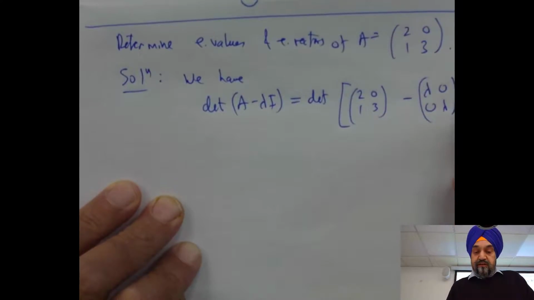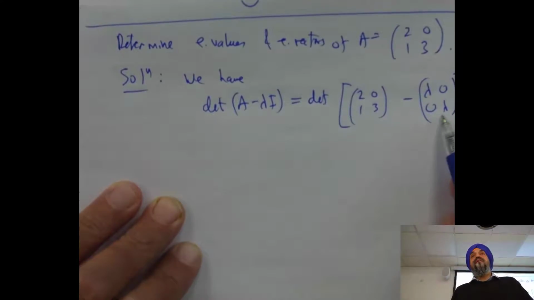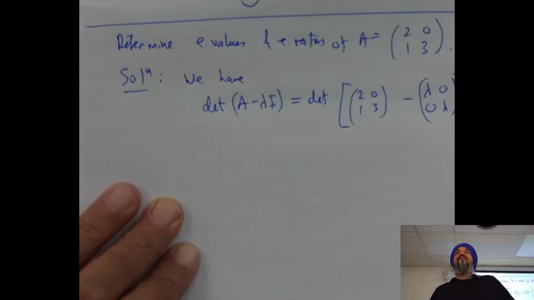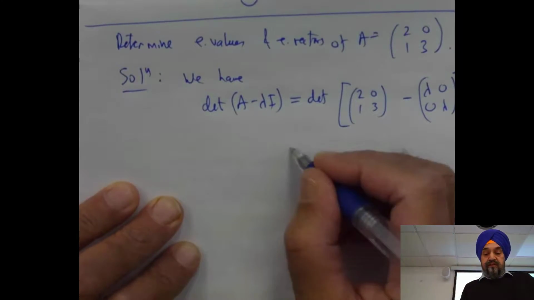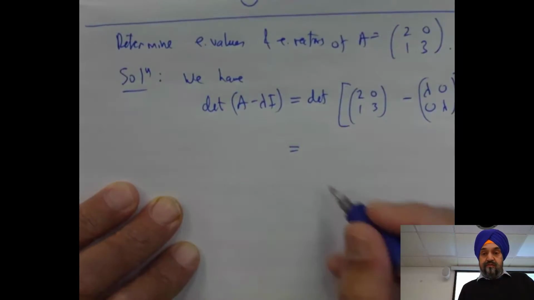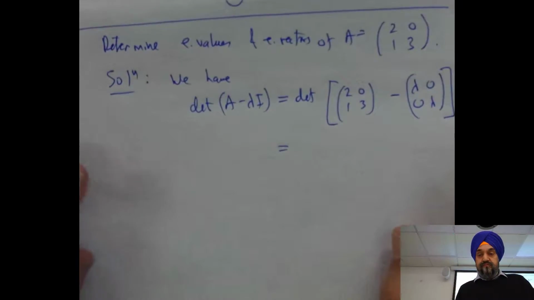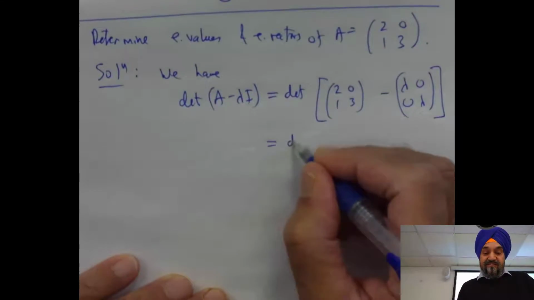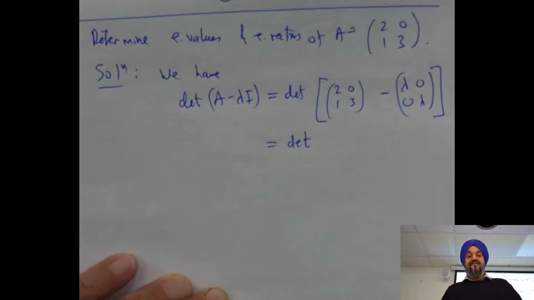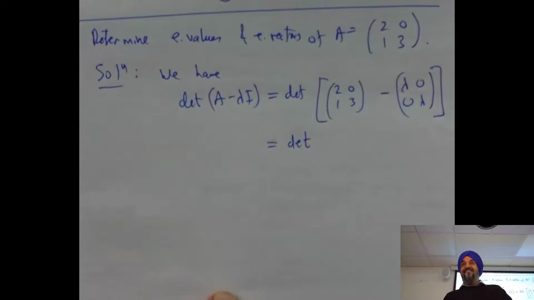Do you all agree with that? Lambda times I is 1, 1. You multiply the ones by lambda, and you multiply the zeros by lambda, you get 0, don't you? Clearly, yeah. So, how do we simplify this?